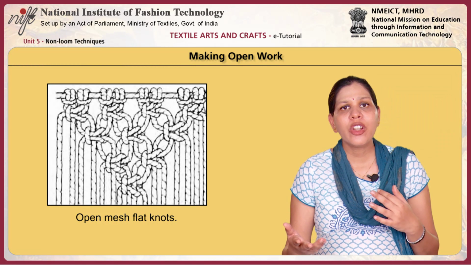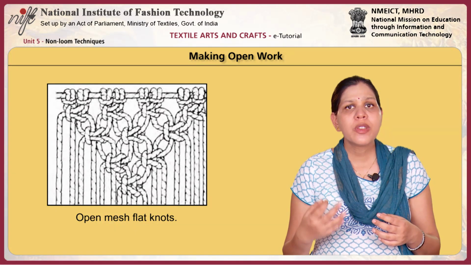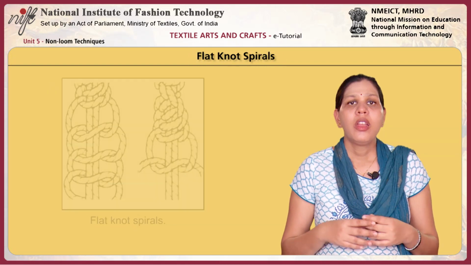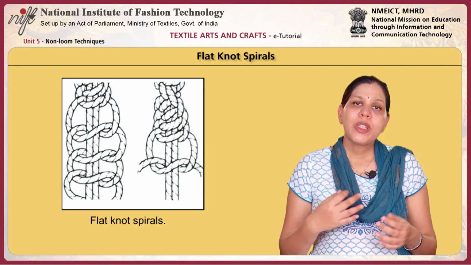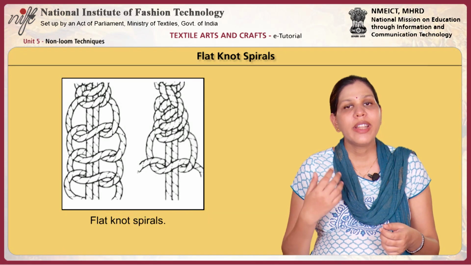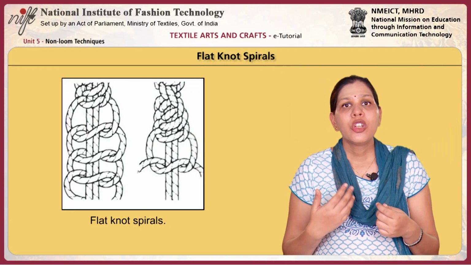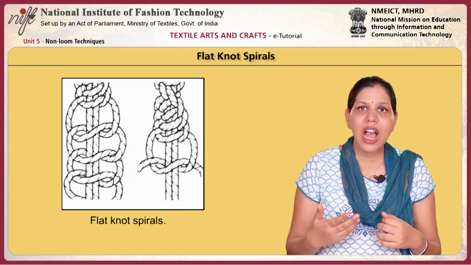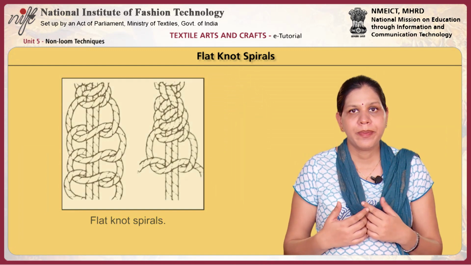Braids of simple flat knots can be varied to produce much more complex and decorative braids and spirals. One can form a braid into a spiral by repeating only one half of the flat knot. The direction in which the spiral twists will vary according to whether the first half or the second half of the flat knot is used.